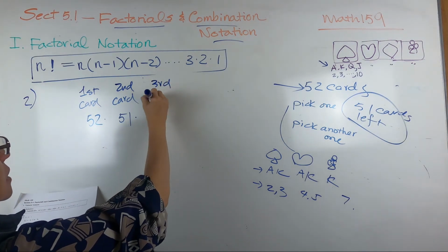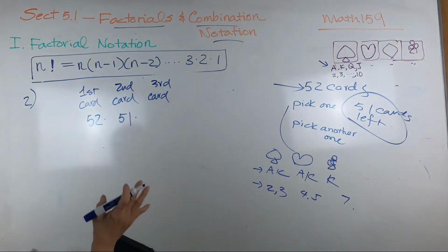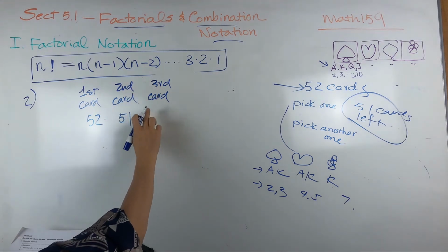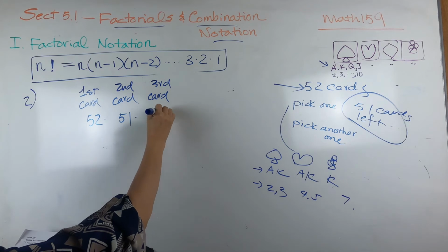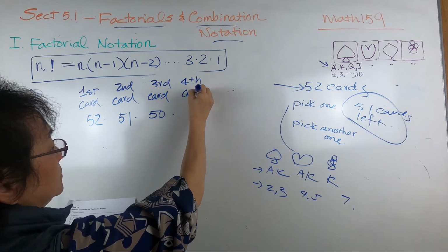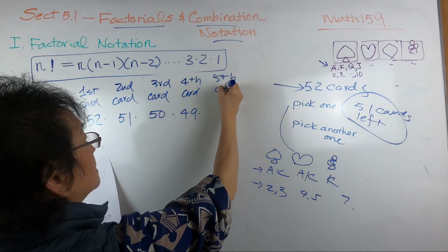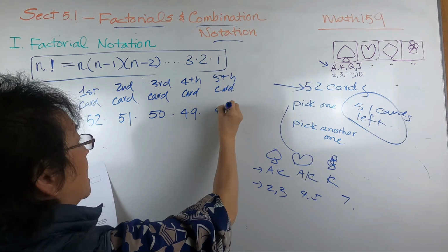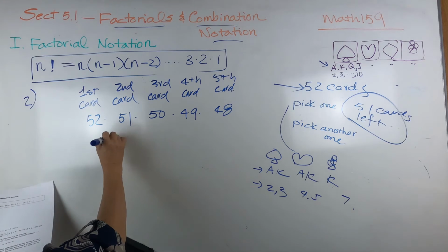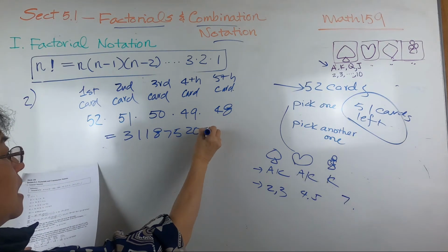Then the third card you pick is from 50 of them because 2 are already picked, right? So you have to pick another card out of 50 cards. So you have 50 options. Then the fourth card will be what? 49 options. And the fifth card will be what? 48 options. So you will multiply all of them together. You will have so many options.